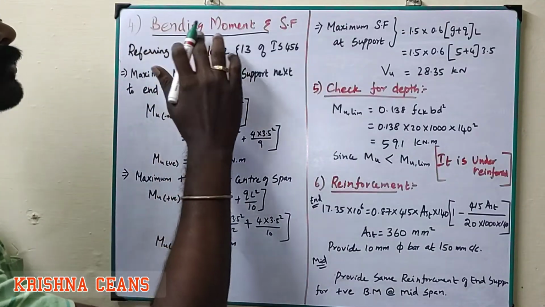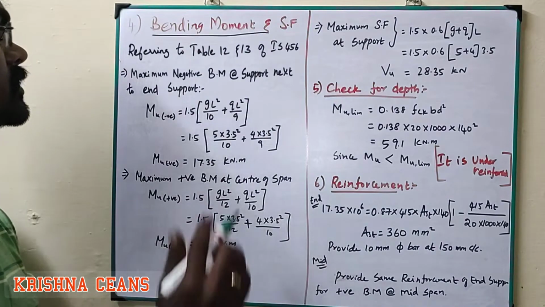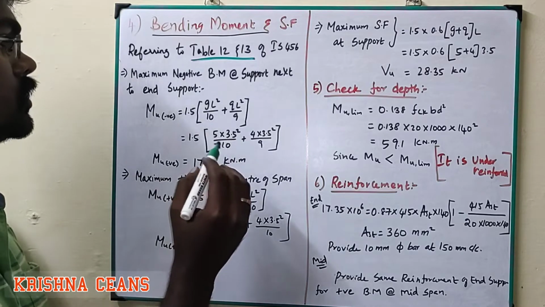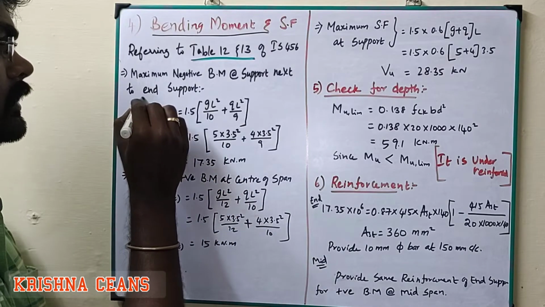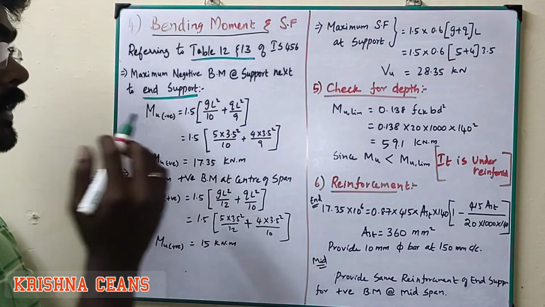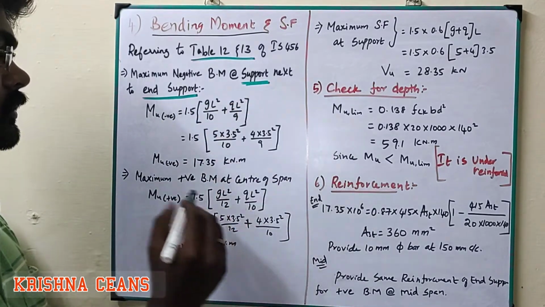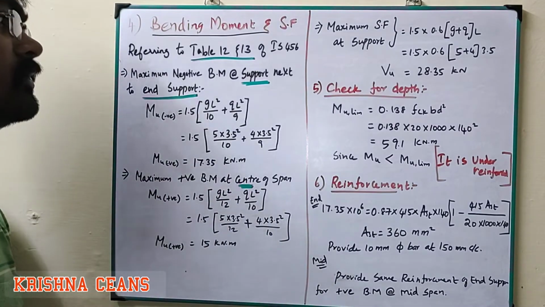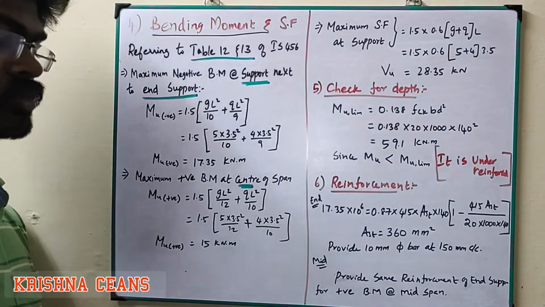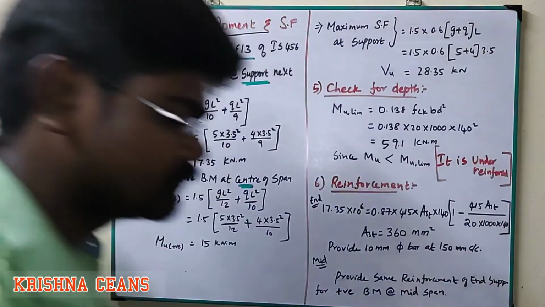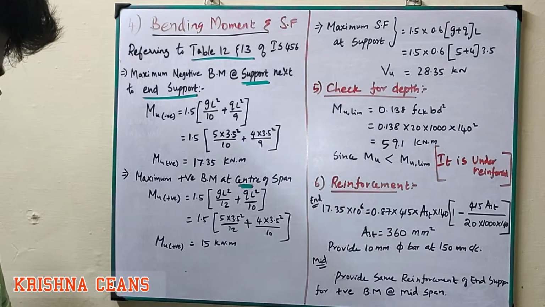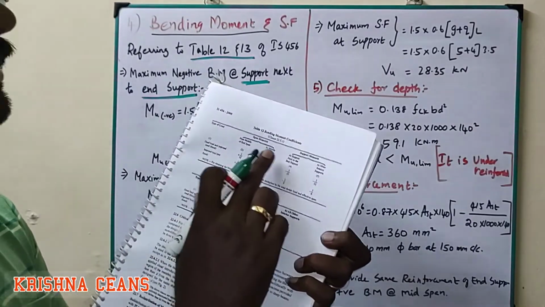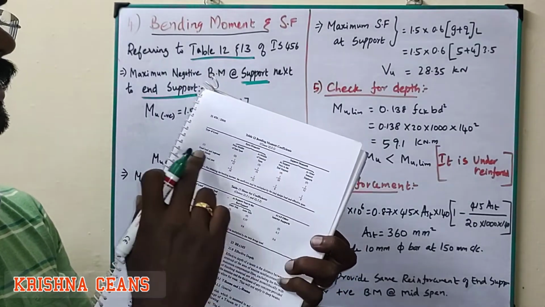So step number 4, bending moment and shear force. As we have discussed, we need to refer to Table 12 and 13 of IS 456. First of all, we need to calculate the maximum negative bending moment at the support, then the maximum positive moment at the center. These are the two categories we have to refer from Table 12 and 13. They provided the support condition, span and the support moment. They provided the dead load and imposed load.